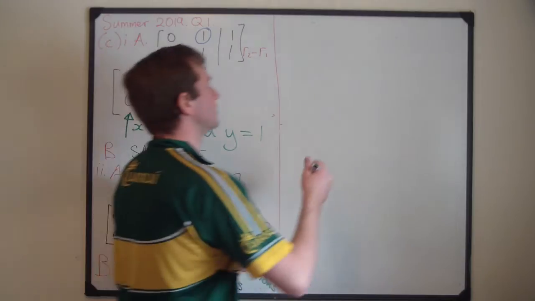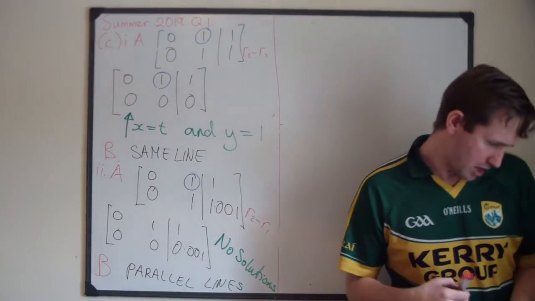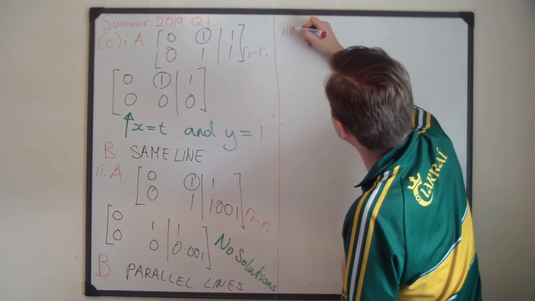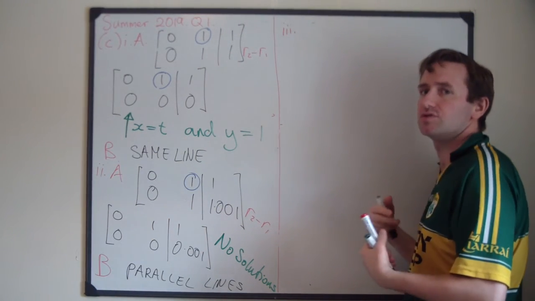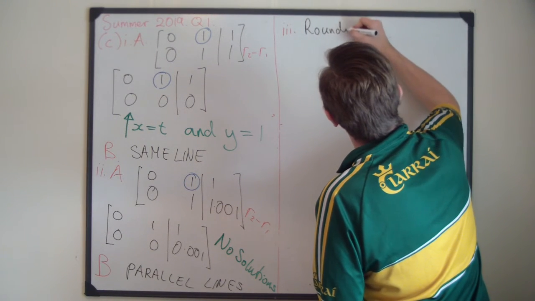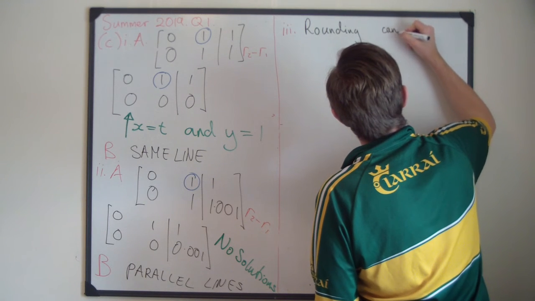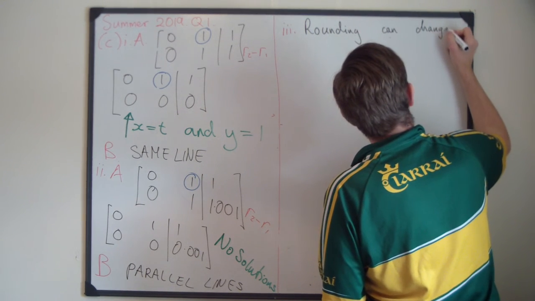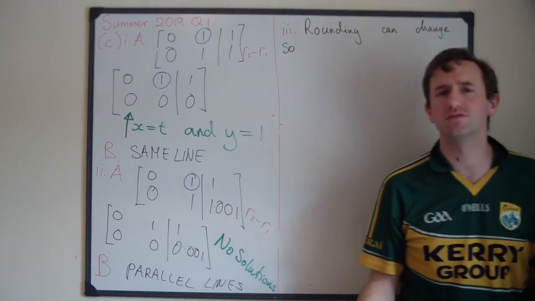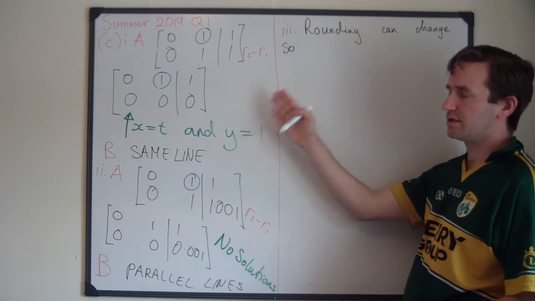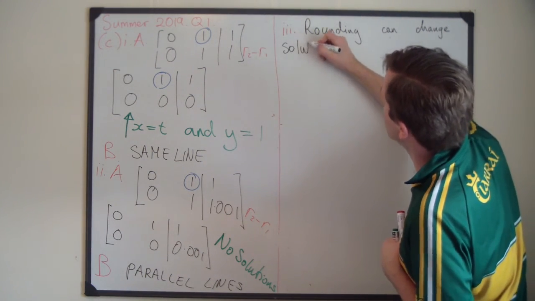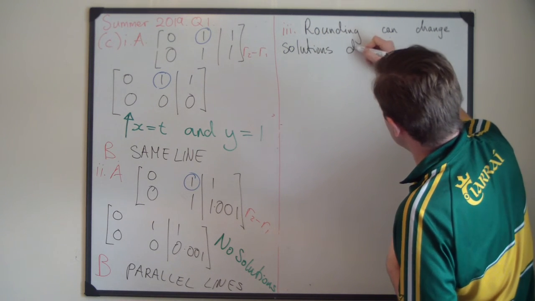So what we're going to say is that, hence, comment briefly, rounding can change solutions dramatically. I could even say here, the nature of the solutions. It's changed from unique to infinite and unique to none. But it's just looking for a brief answer, so I'm going to say rounding can change solutions dramatically.